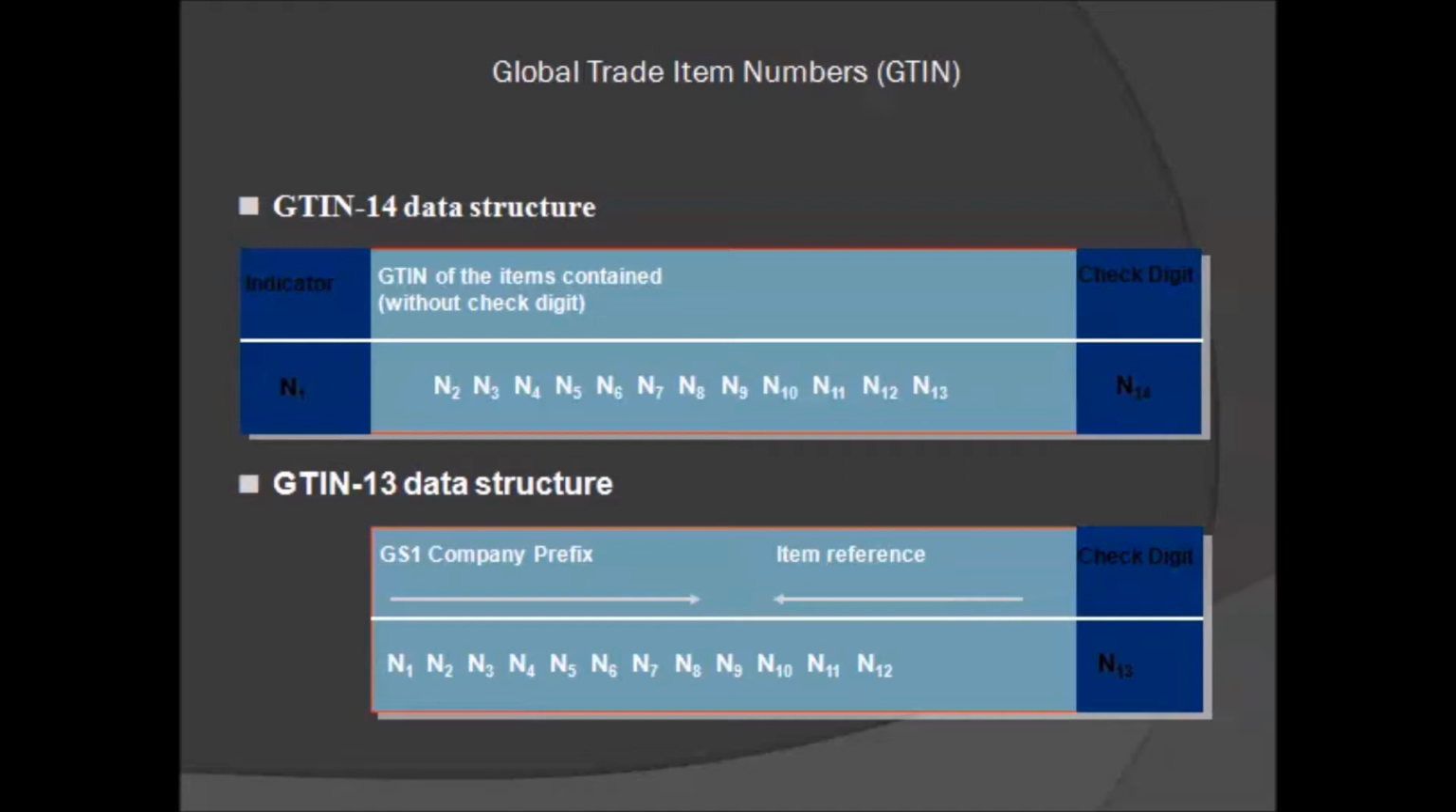Then it also includes the item reference number, or you can imagine that as an item serial number. Of course, there is still the check digit number. So we still have the same structure to represent one global trade item number, no matter whether you use the GTIN14 or the GTIN13 data structure.